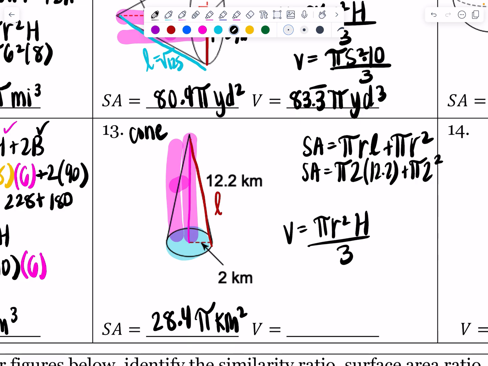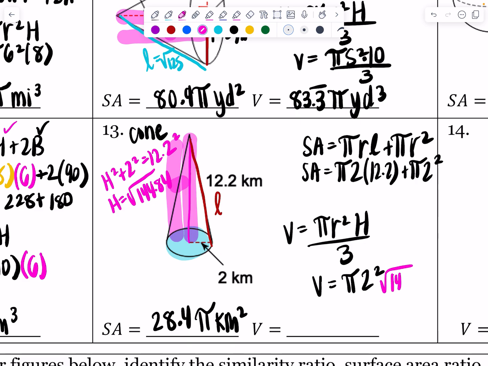Okay, so what about volume? Well, volume is going to be equal to pi times that radius squared, which is going to be 2 squared. And then we need our height. So how do we find our height? We use Pythagorean theorem. h squared plus 2 squared equals 12.2 squared. So we know that we do 12.2 squared minus 2 squared. We get h is going to be equal to the square root of 144.84. We're just going to leave it like that in our formula until the very end, and we're going to round it at the very, very end.